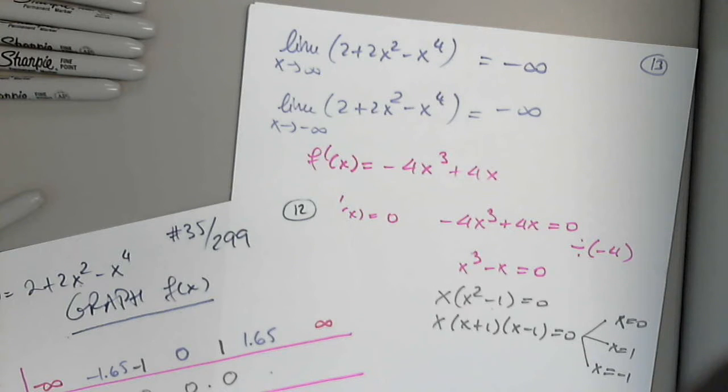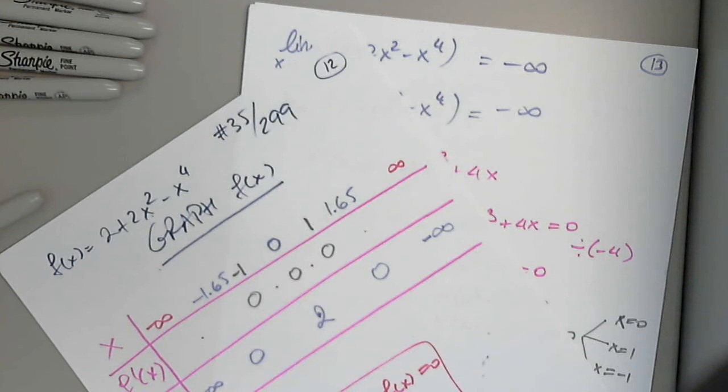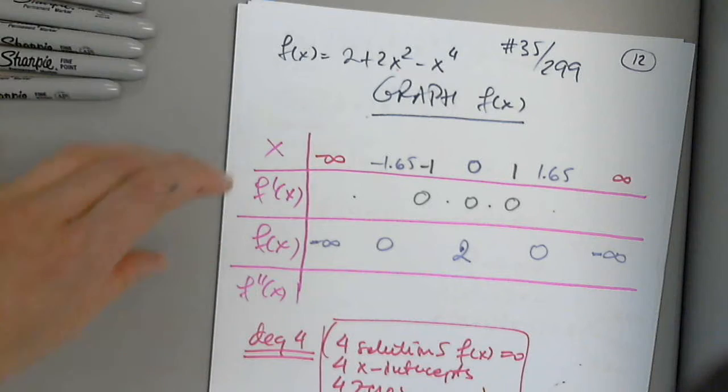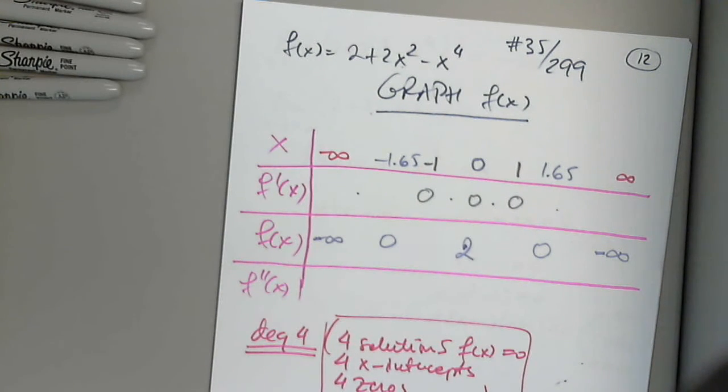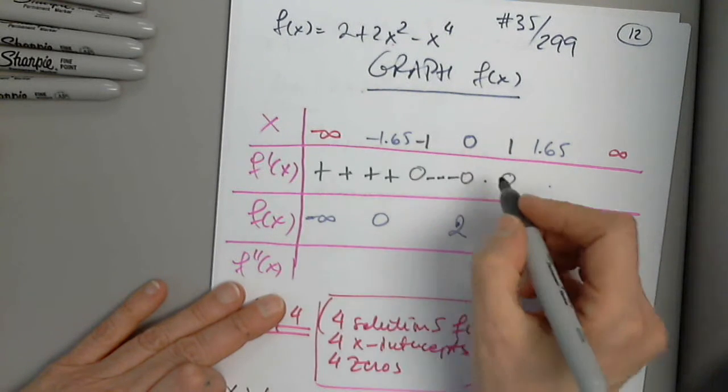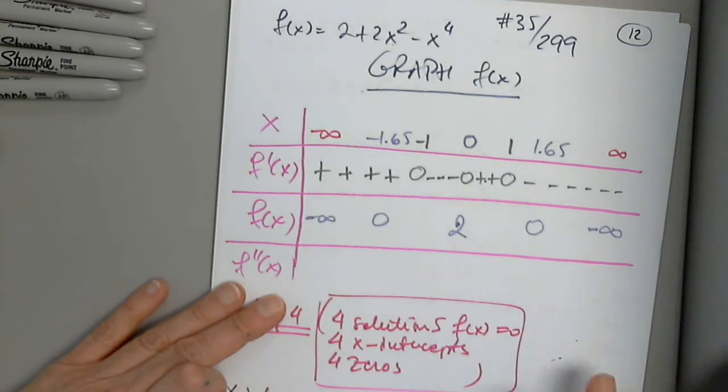Let's plug in. We want a number to the left of negative 1. Okay, negative 2. We want a number between negative 1 and 0. Negative 0.5. We want a number on the other side, 0.5. And we want a number like 10 on the other side of 1. I copied just the signs. I don't care about those numbers. So it's positive, negative, positive, negative.